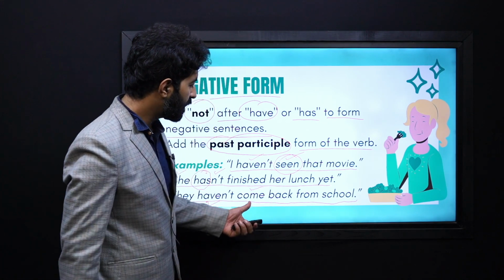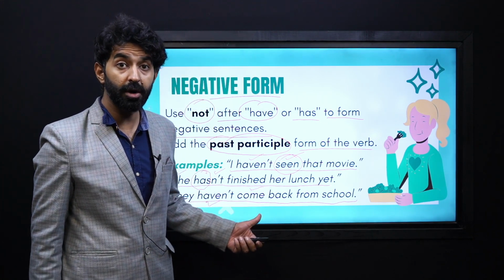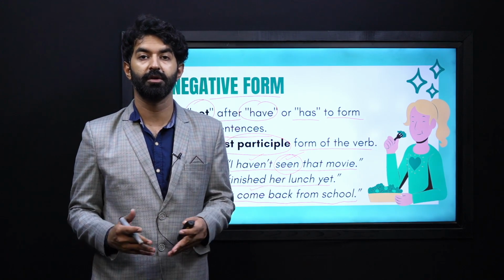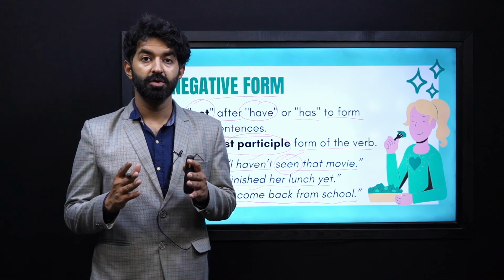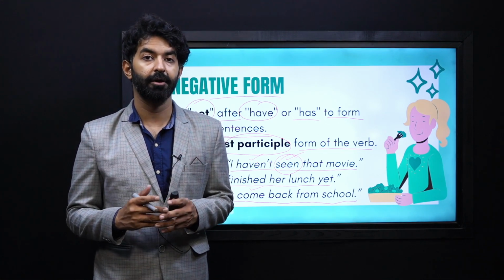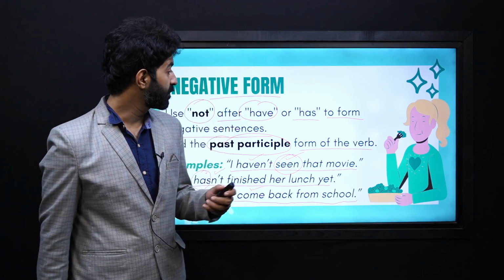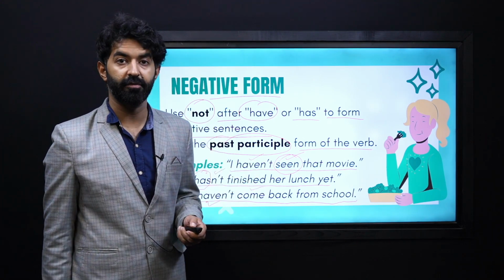Then the past participle of the verb, and then the later part of the sentence or the object we are talking about. So this is how you form a negative present perfect tense, by adding not followed by have.